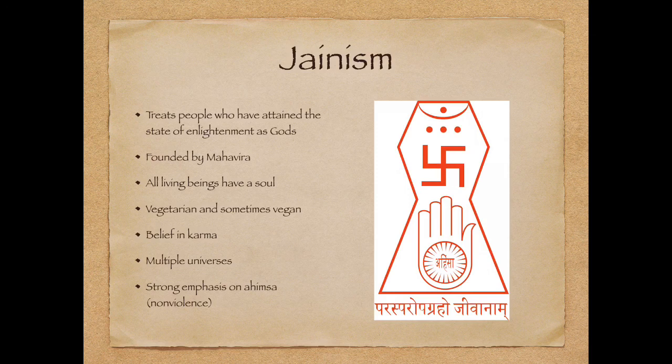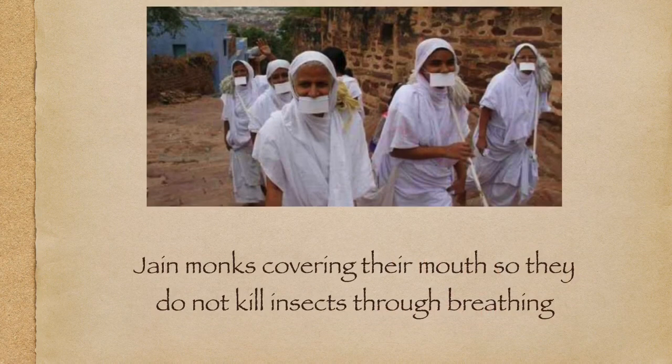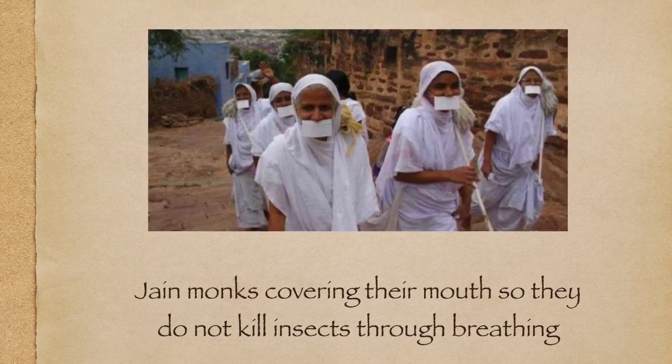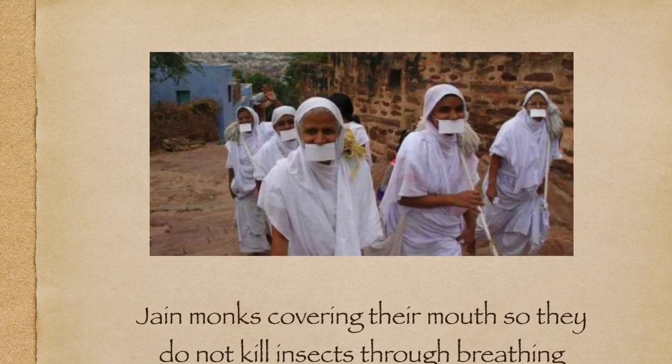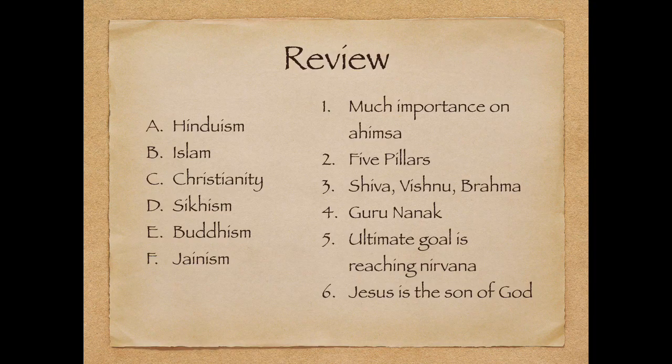So Jains try to not hurt any living beings, which is why a lot of them are vegetarian and sometimes they're vegan, right? Like Hinduism, Jains believe in karma, which is the idea that every action, good or bad, will give you something that's also good or bad. And they believe in multiple universes. We've discussed these religions real quick.